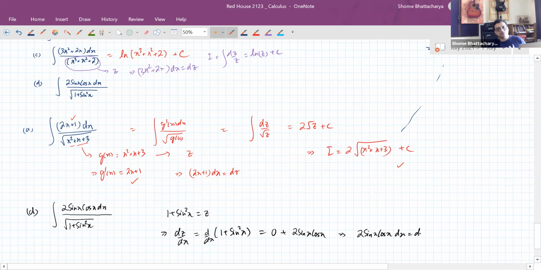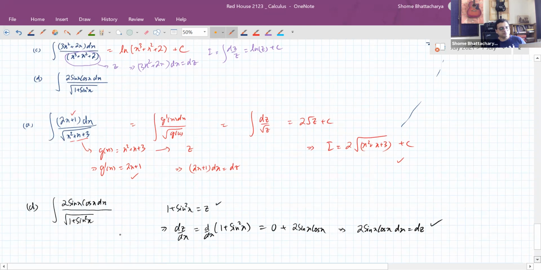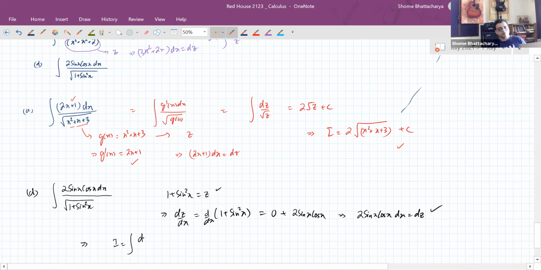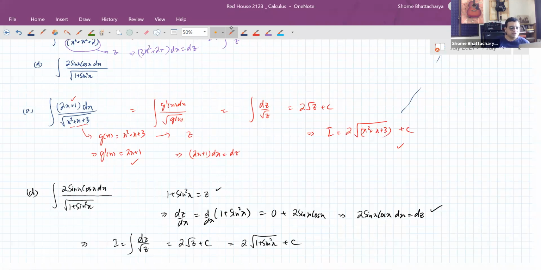into dx is nothing but dz. So this will be substituted and this will be substituted. So the integration will become square root of z in the denominator. That is again 2 times root z plus c. So that is equal to 2 times square root of 1 plus sine square x plus c. So this should be your answer in the last one.